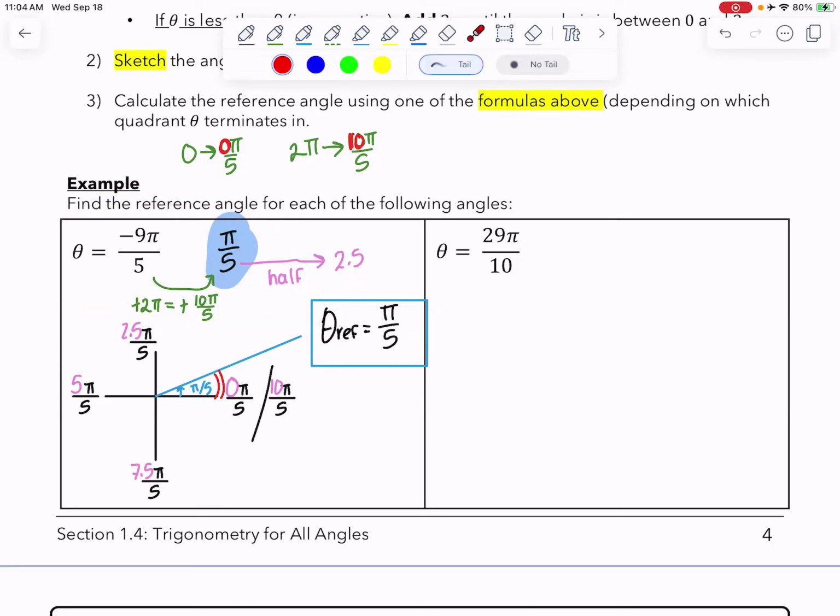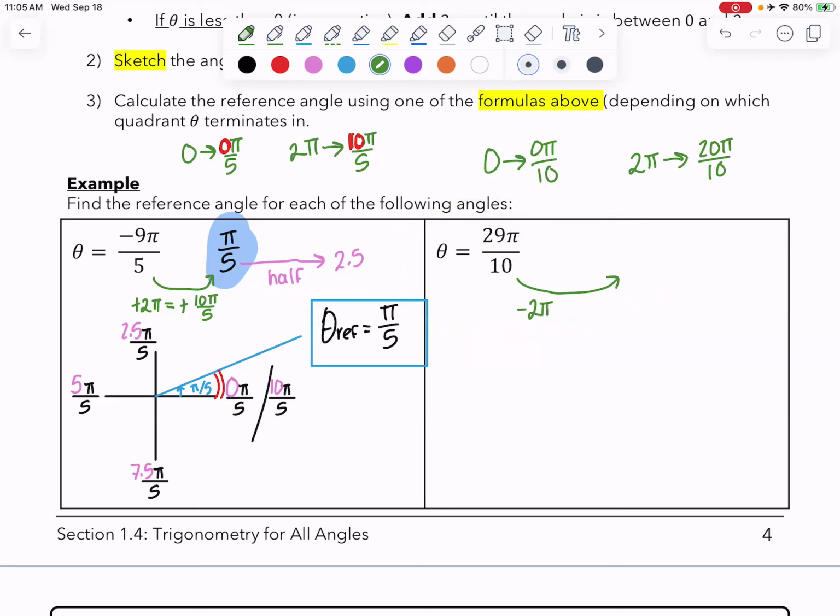All right, so then let's look at 29 pi over 10. We need it to be between 0 and 2 pi. So let's convert that to denominators of 10. So we have 0 pi over 10 and 20 pi over 10. 29 is bigger than 20, so we need to subtract 2 pi until we get something between 0 and 20 in the numerator. So minus 2 pi, which is the same thing as minus 20 pi over 10. So 29 minus 20 is 9.